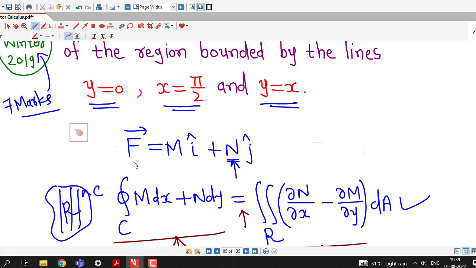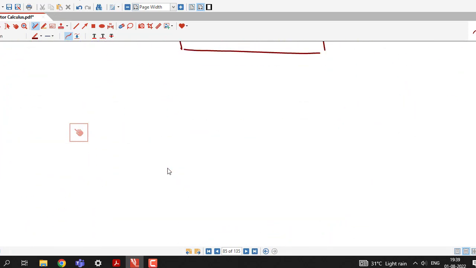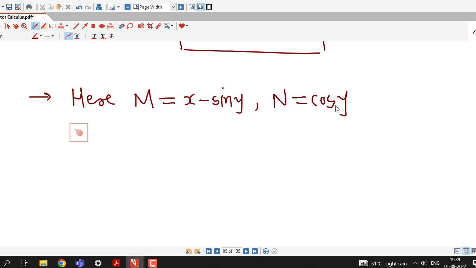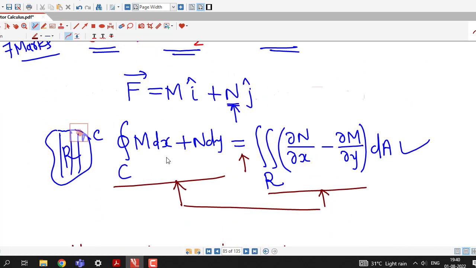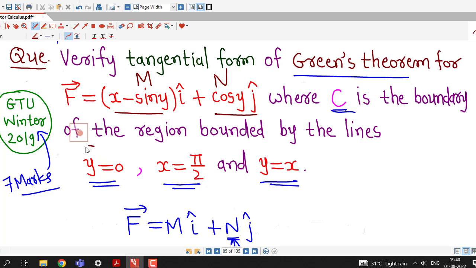So first we write down what are the components of given function. If we compare this f bar with M i plus N j, we find that M equal to x minus sin y and N equal to cos y. Here capital M is x minus sin y and capital N is cos y, and we have to find out value of line integral M dx plus N dy along curve C, and curve C is the boundary of the region bounded by these 3 lines.